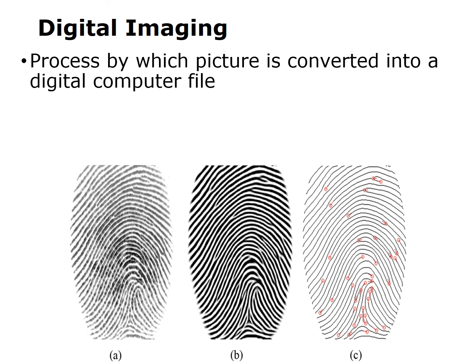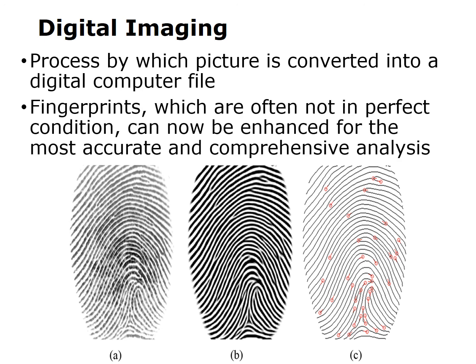And in the third step, the computer then is going to pick out the minutiae, the ridges, the ridge endings, the bifurcations, etc. Since most fingerprints that are lifted from crime scenes are not in perfect condition, this process of digital imaging can enhance the print and allow for more accurate and comprehensive analysis. So that's the advantage of modern technology, both hardware and software.